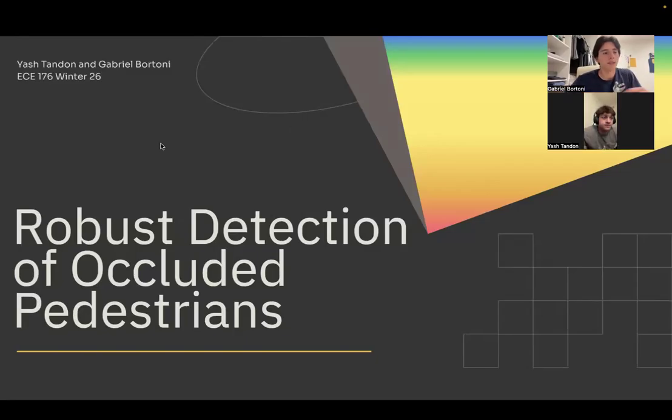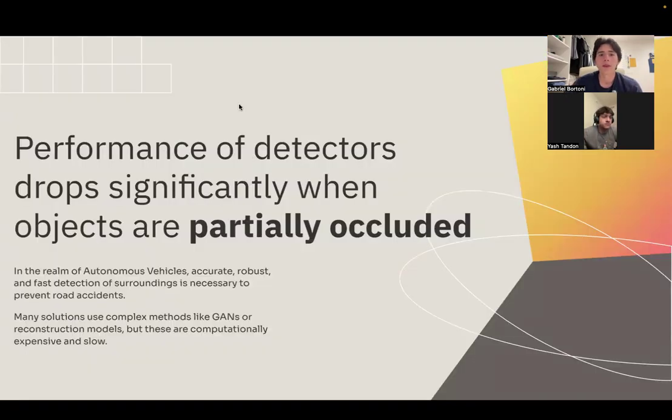Hello guys, this is our presentation for ECE 176 for our final project, which is about robust detection of occluded pedestrians in autonomous vehicles. We saw that performance of detectors drops significantly when objects are partially occluded. In the realm of autonomous vehicles, this is super important because you need robust models that can identify even subtle things that can mean the difference between life and death regarding early detection of any issues they might run into, in terms of running into a pedestrian or running a red light, stuff like that.